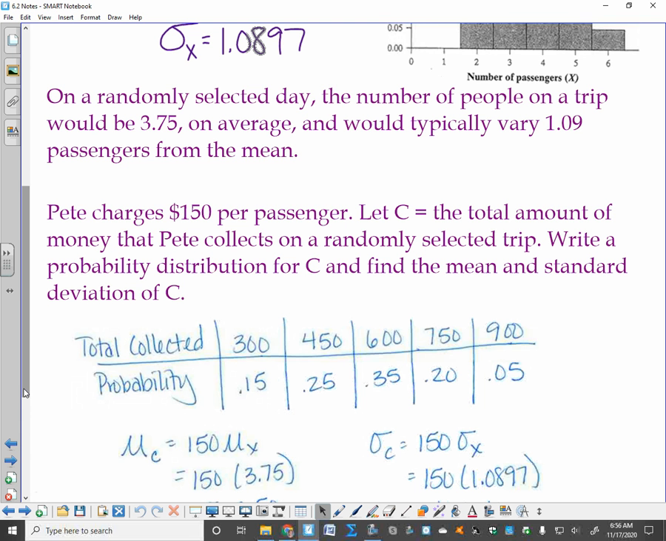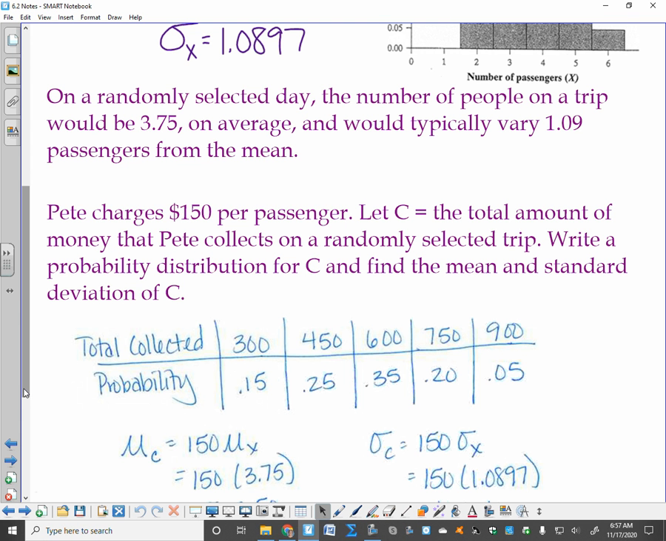So on a randomly selected day, the number of people on the trip would be, on average, about 3.75 and would typically vary 1.09, if we chop it, passengers from the mean. That's a sentence that you need to be able to write, and it's just describing the mean and the standard deviation. Now, let's make this a little bit more interesting.